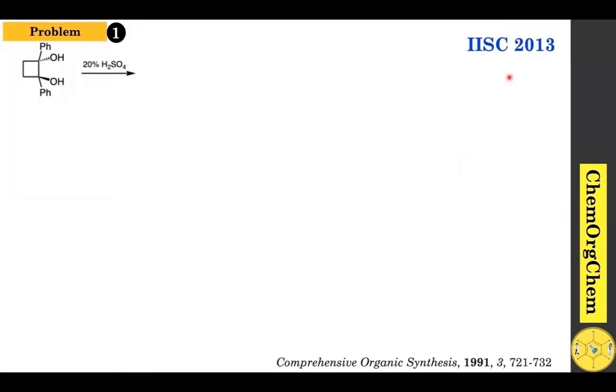Number 1, this is a question from the IISc 2013 PhD entrance exam paper. So now you see this vicinal diol. That vicinal diol contains a 4-membered ring system. When you subject it to 20% sulfuric acid, we would expect to get this 4-membered cyclobutanone ring system. However, in this reaction, this cyclobutanone ring system is not formed. Instead of that, you will get this 3-membered ring containing ketone as a product.